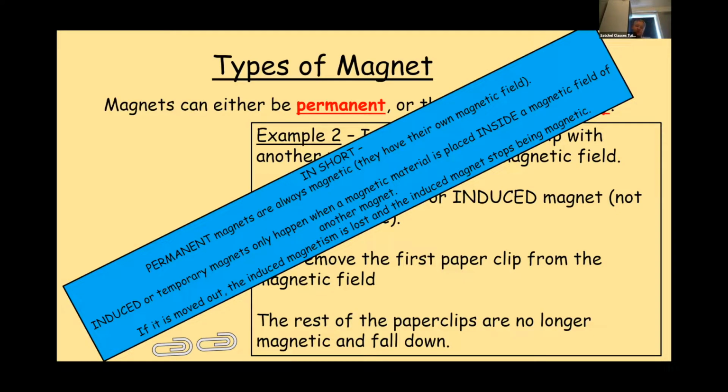In short then, permanent magnets are always magnetic in that they always have their own magnetic field. Induced or temporary magnets only happen when a magnetic material is placed inside the magnetic field of a magnet. If you take it out of the magnetic field of a magnet, the induced magnetism is lost and the induced magnet stops being magnetic, which is what happened with our paperclip.